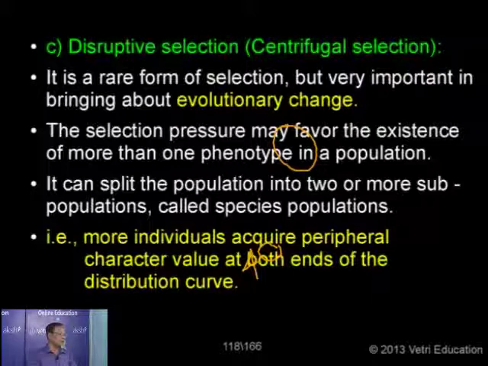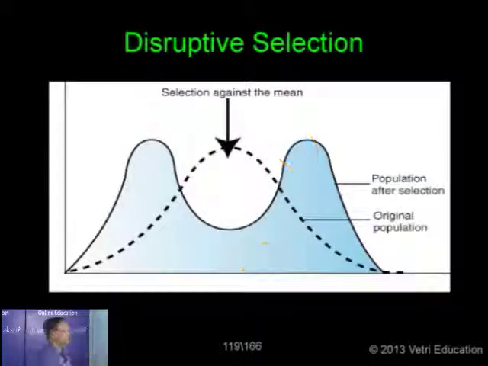So what is happening here? More individuals acquire peripheral characters at both ends. Peripheral characters at both ends of the mean or distribution curve. So here actually more individuals acquire peripheral characters at both ends of the distribution curve. I'll show the picture quickly. Now this is the one.